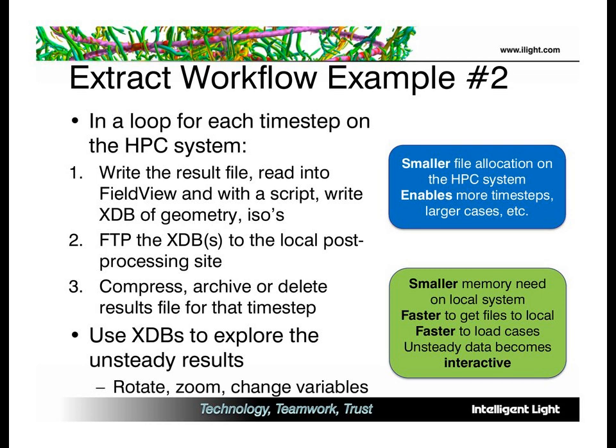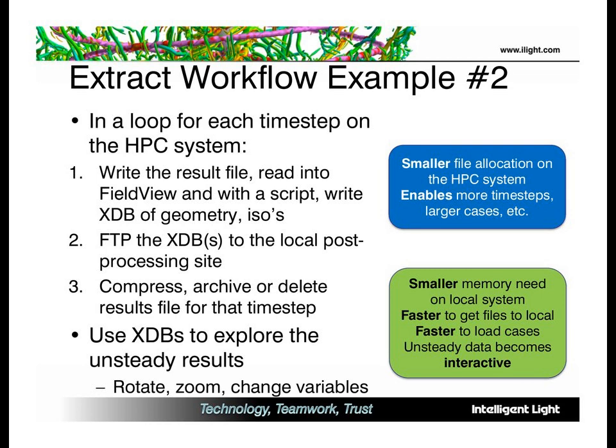you could change variables. On that earlier picture I showed you, I had the 4 scramjet combustors, 4 different variables, time synchronized, and even the views are synchronized within FieldView as you zoom and move around. So now we have 2 sets of benefits. We have a smaller file allocation on the HPC system, so you stay below that line of IT scrutiny, and you also can now save more time steps and run larger cases, because at any given time you don't need to have all the files around.